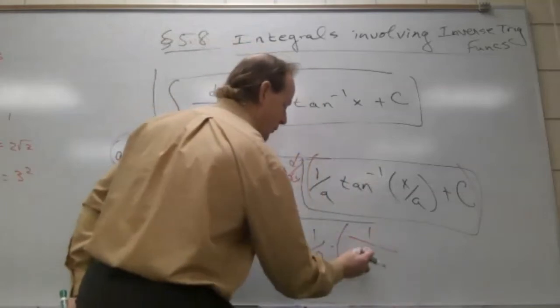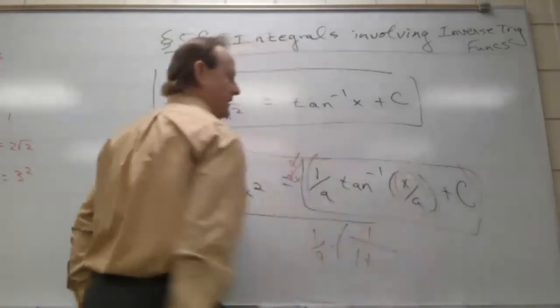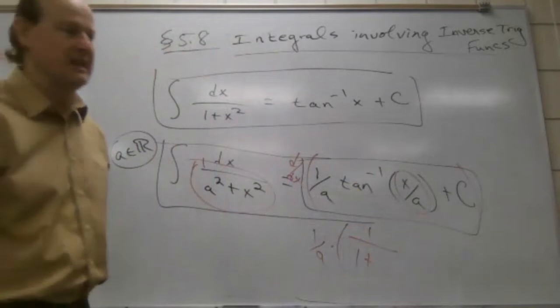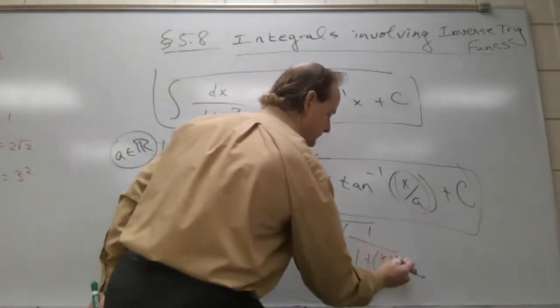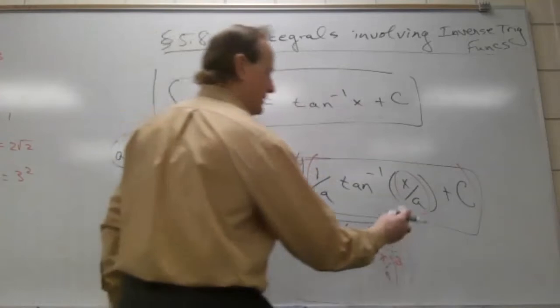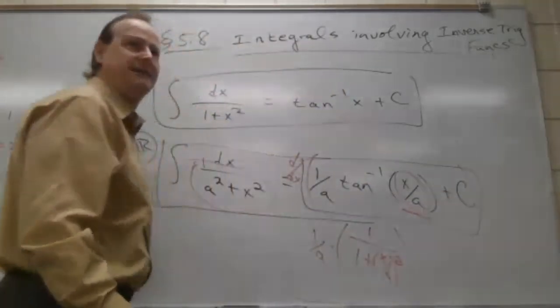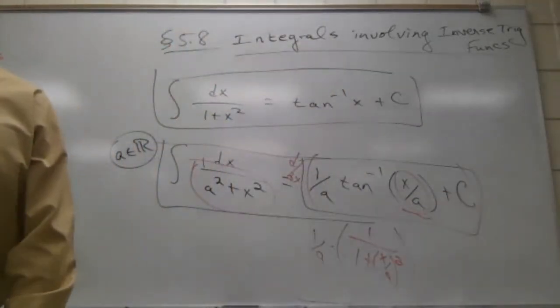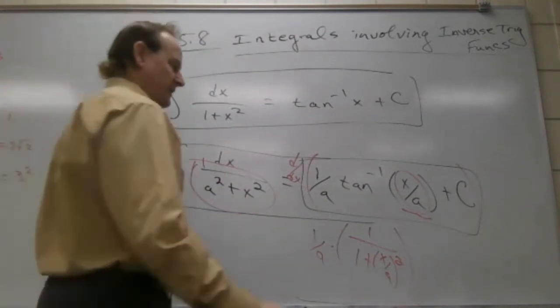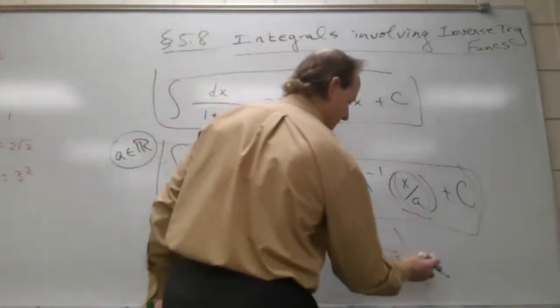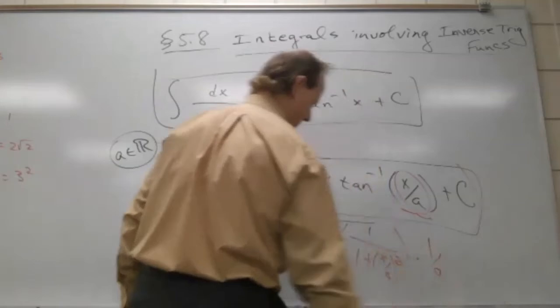It's 1 over 1 plus that thing squared. That thing is x over a. So it's 1 over 1 plus (x over a) quantity squared, times the derivative of that thing. Well, that's like 1 over a times x, right? So the derivative of a constant times x is just a constant, so times 1 over a.